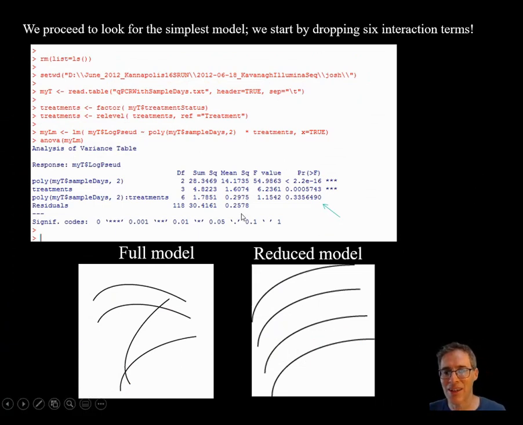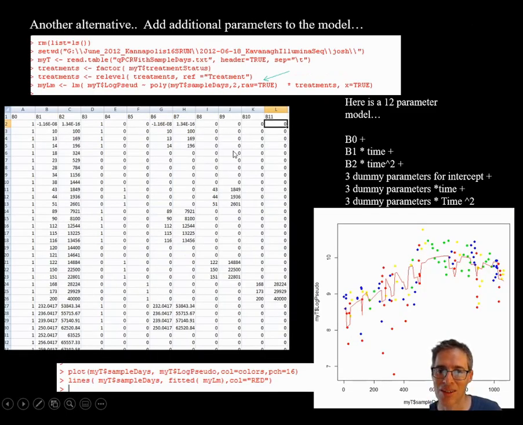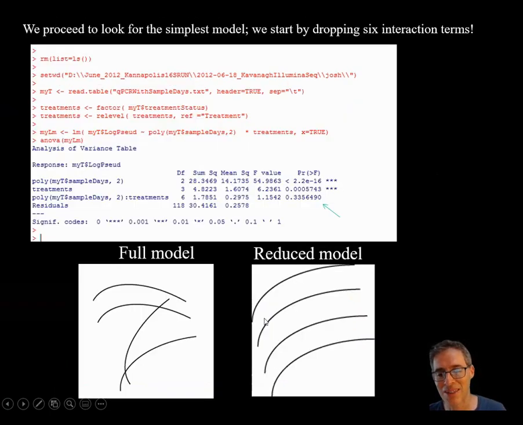What we can do in the ANOVA is say, well, do I need all these 12 parameters, or can I get by with the 6 parameters? Do I need these 6 parameters here that allow me to change the shape of the parabolas, or can I just have the parabolas intercept the y-axis?